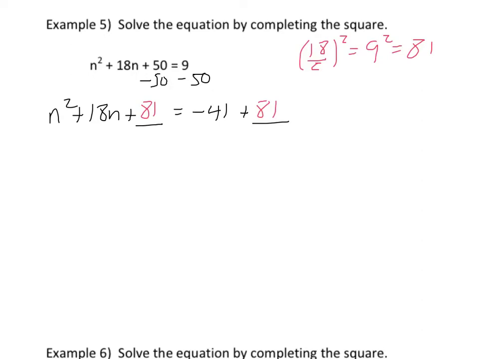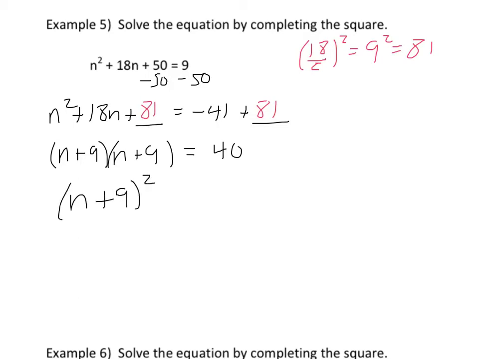Now if we did this right and we factor the left side, we're looking for two numbers that have a product of 81 and a sum of 18. A sum of positive 18 to be exact, and that's plus 9. On the right side we have 40. Again, if we did this right, both binomials would be exactly the same, so we can write it as quantity squared. And now we can undo the square by rooting.